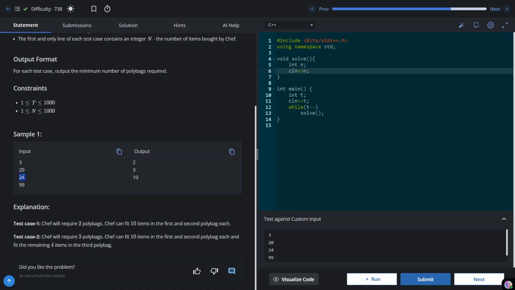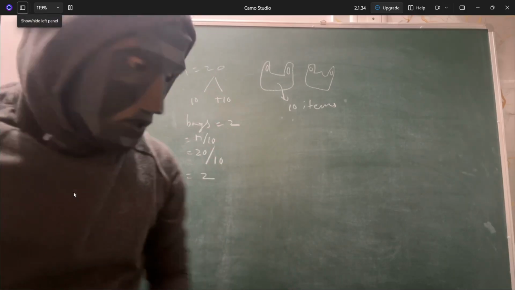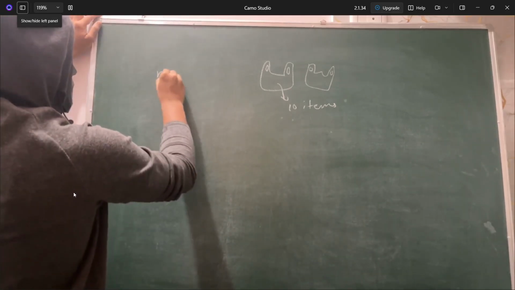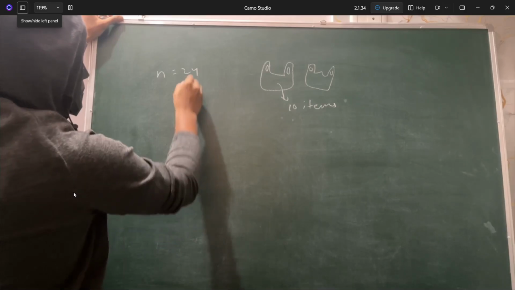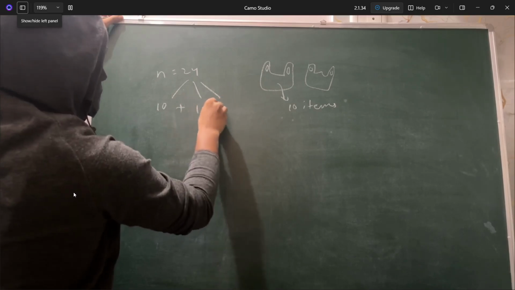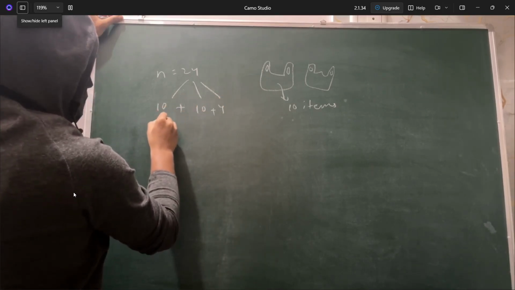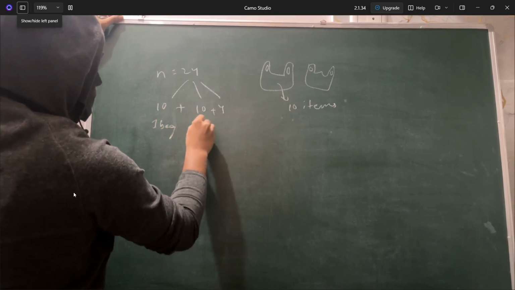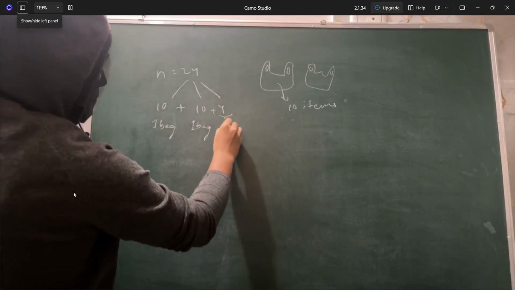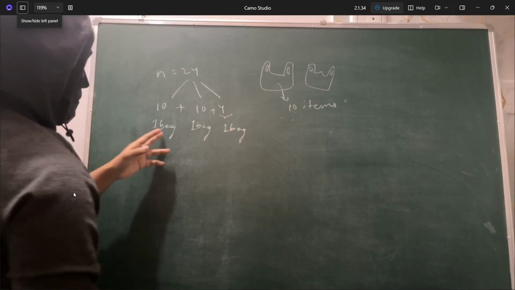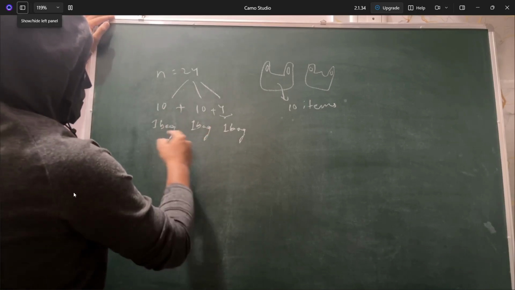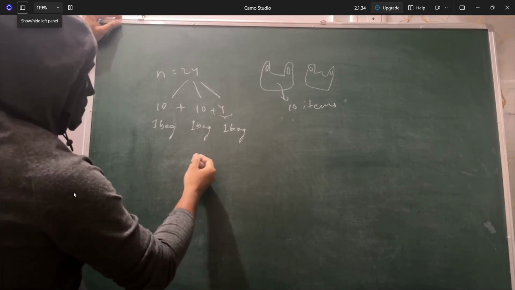And let's try to solve this on 24. So when n is 24, this can be written as 10, 10 and 4, like 10 plus 10 plus 4. So for this one bag you need, and since there are only 4 items but you need to put that in a bag, so you'll have to purchase one more bag. Like one bag will have 10 items, other bag will have 10 items, the third bag will have 4 items. So you need to buy 3 bags.